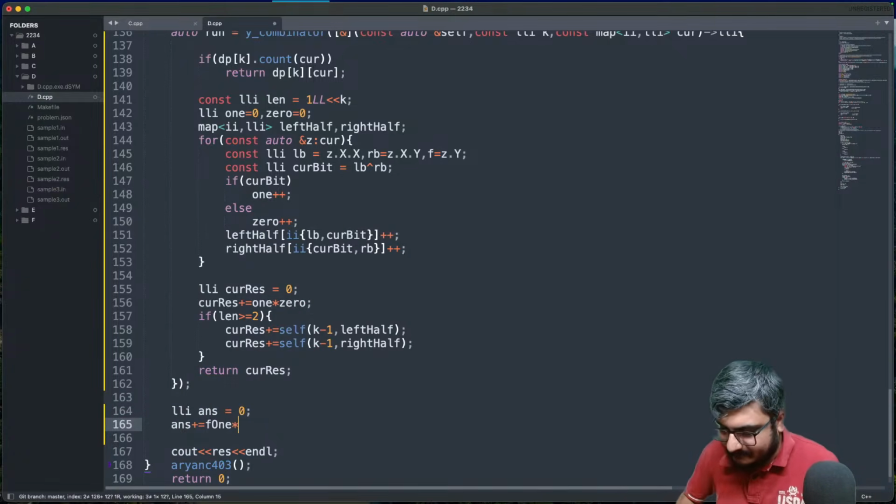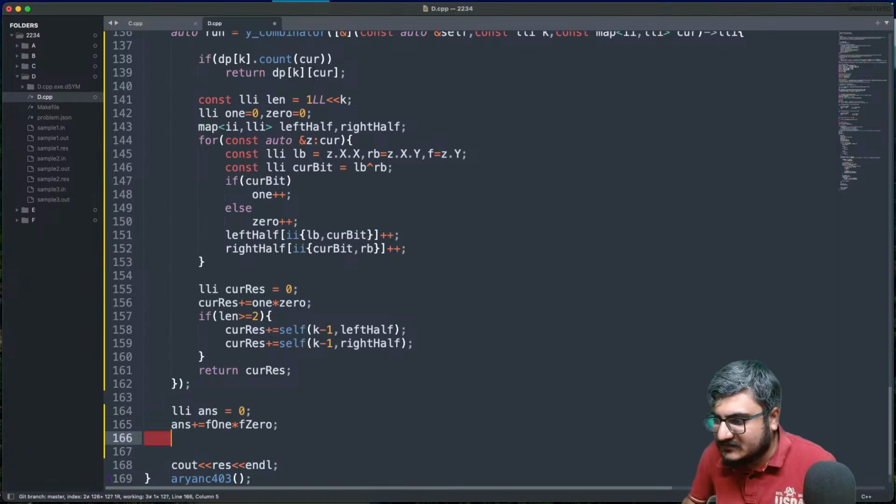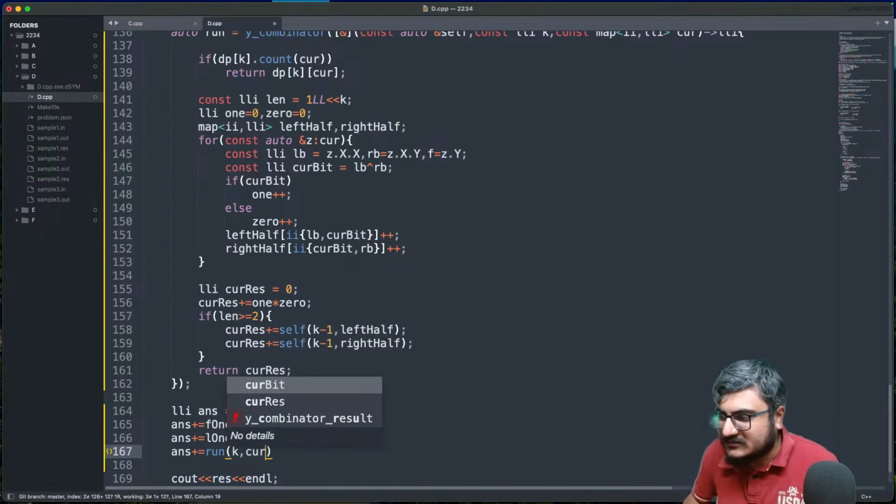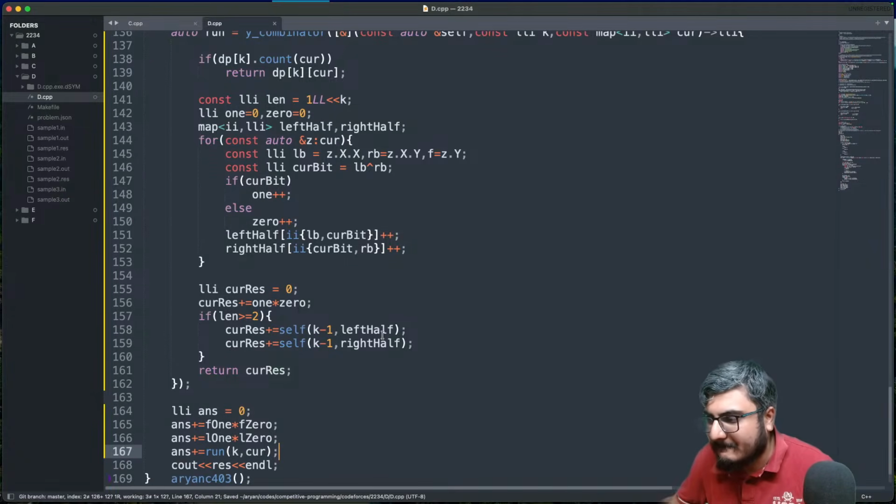First count for the first number, then count for the last number, and then run it for all the numbers. And that's where we are.